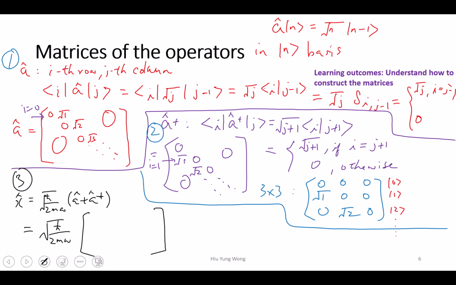So this is diagonal. And then I have square root 1, square root 2, square root 3, square root 4. This is due to a. But for a plus a dagger, right, I also have square root 1, square root 2, square root 3. And you keep going, right? Yeah, if I try to fill it up, it will be something like this.